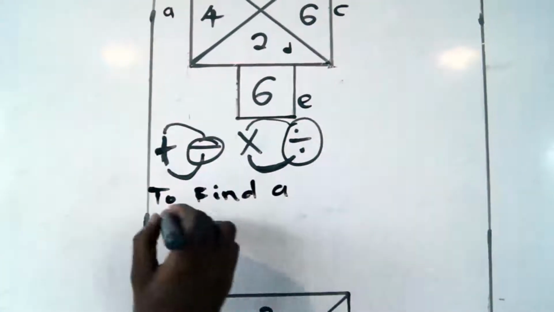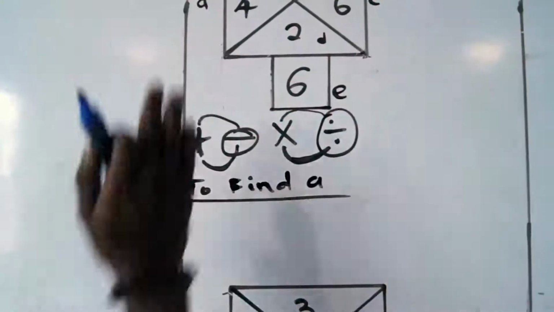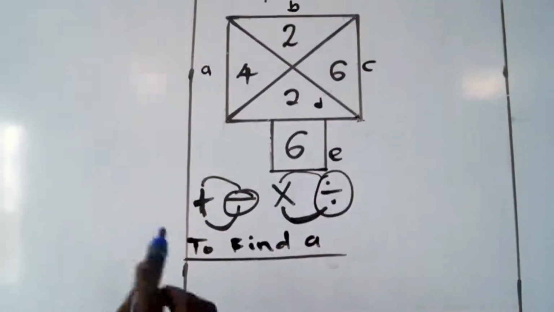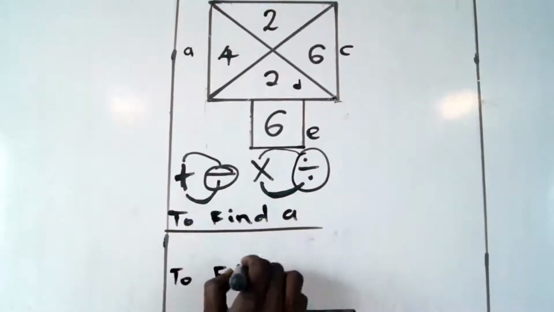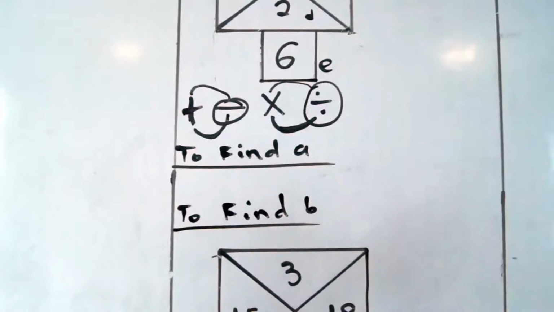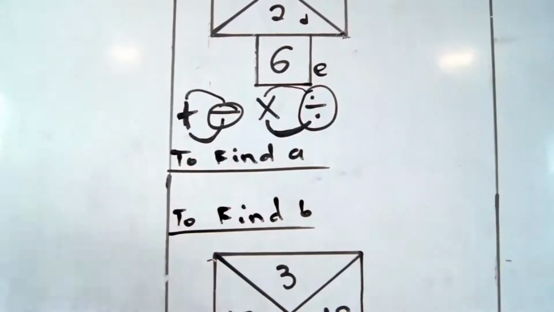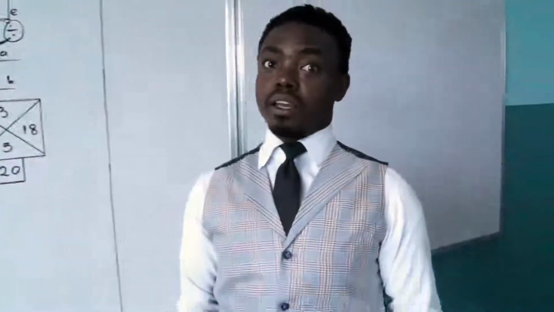Having done that, then you pick it out to find A. What am I going to do? How did it get A? Look at the number closely. And then on and on to find B, and so on and so on. But most often, I always advise you to do something.